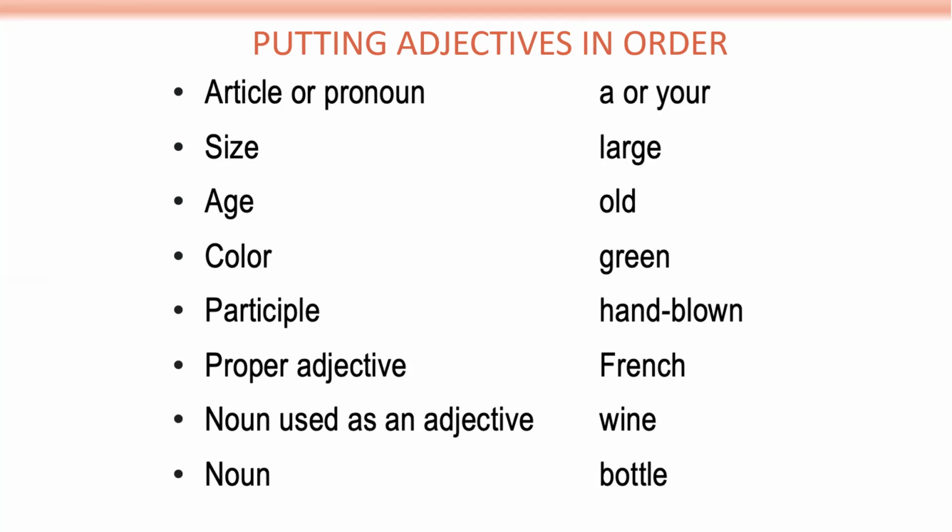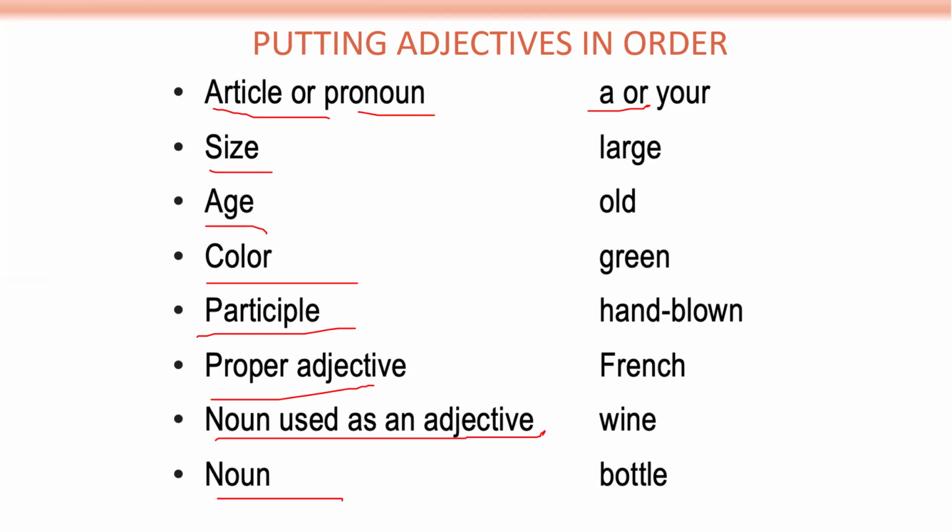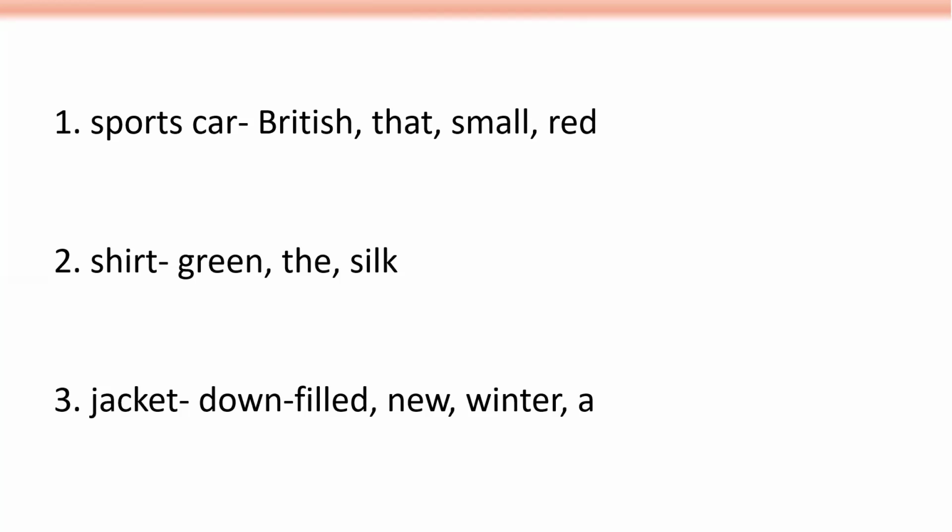First, you have to use the article or pronoun. That, this, yon, okay? Or the. Then, talk about the size, the age, color, participle, proper adjective, noun used as an adjective, and lastly, the noun. So, your large, old, green, hand-blown French wine bottle. Okay, activity. Number 1. Ano dapat yung pagkakasunod-sunod?